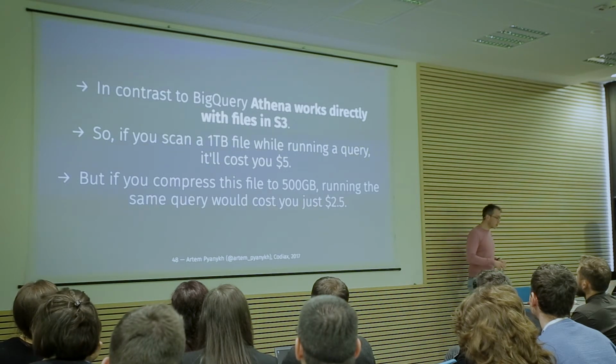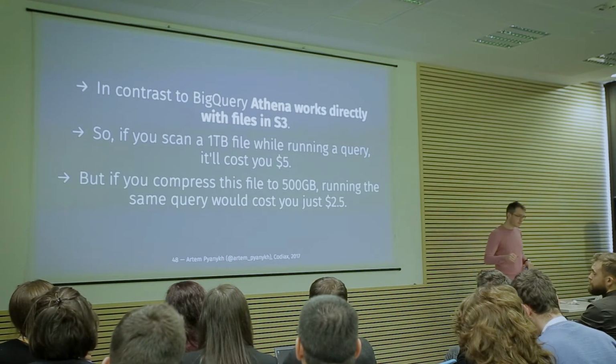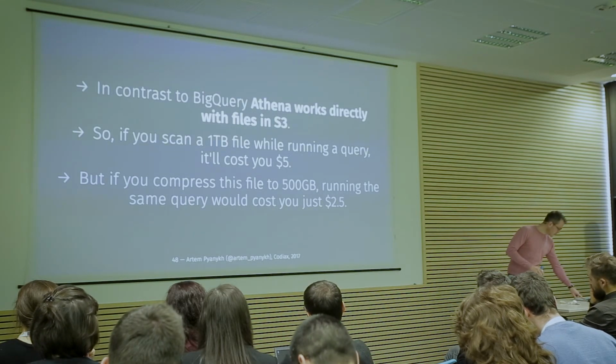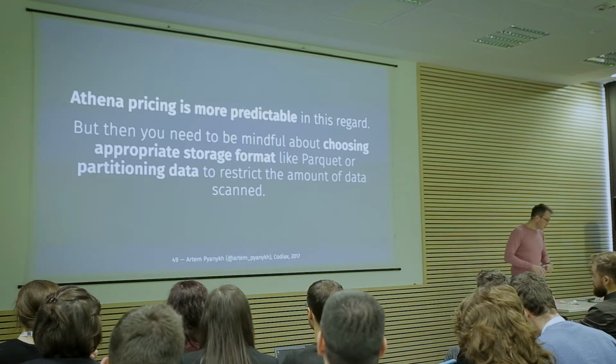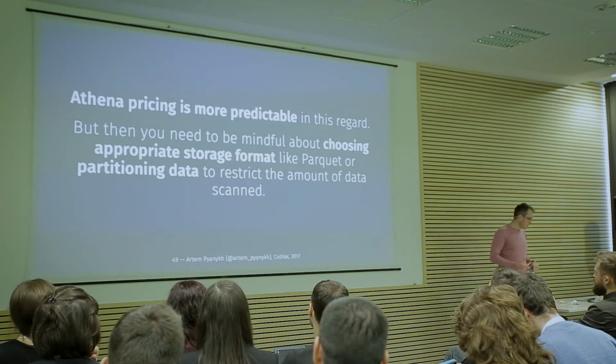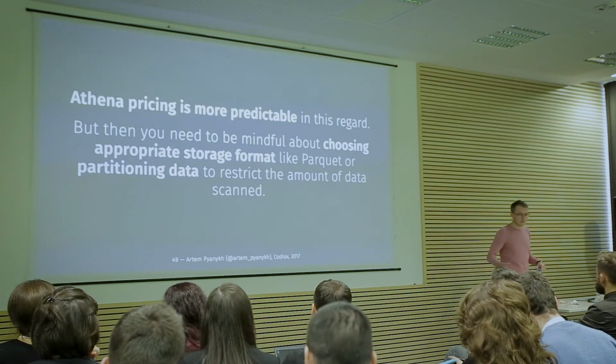Right. So compression and the row-based versus column-based is something that you can do in AWS. In this regard, pricing is more predictable. You can actually do something. But again, it's more to think about.